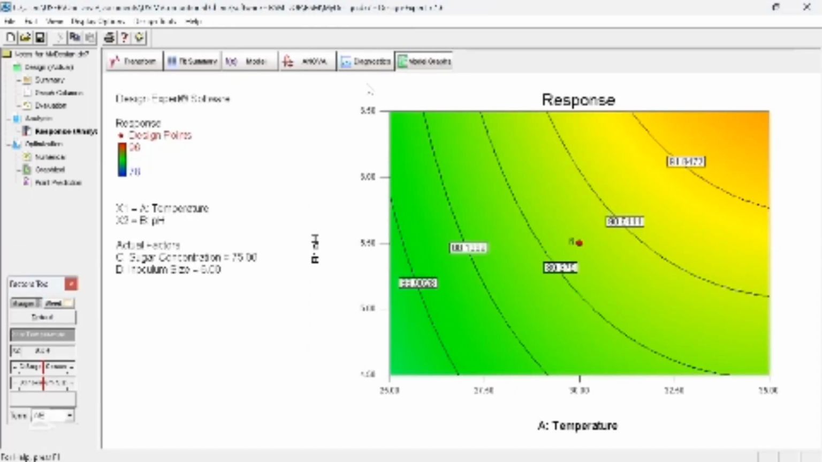And for the model graph, it has a response for temperature versus pH. Include the factors sugar concentration and inoculum size. And that's all from me.